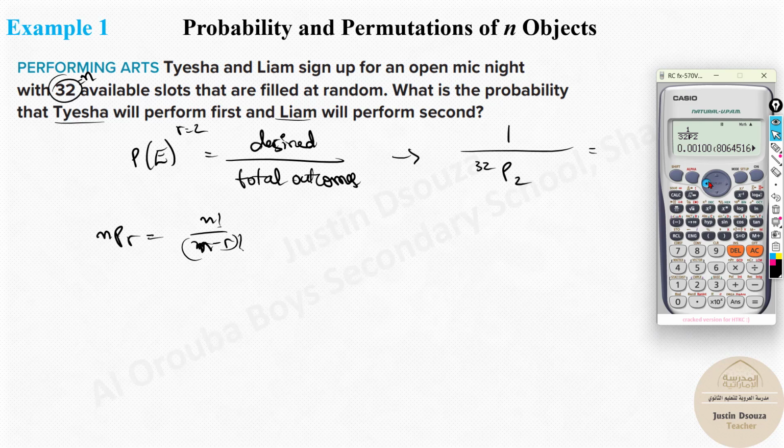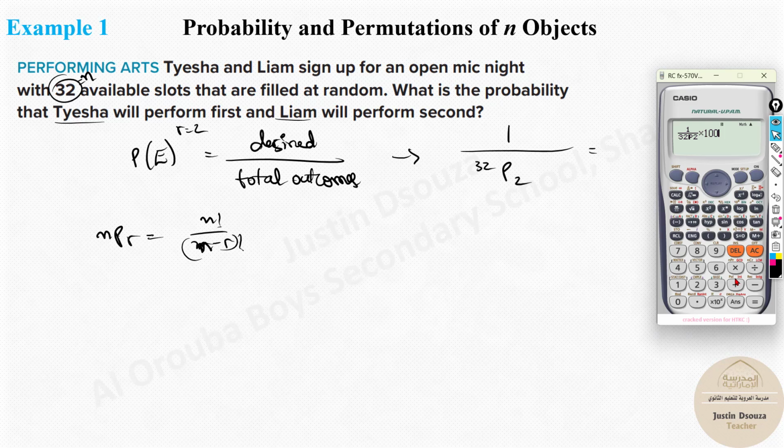If you want the percentage, you just multiply this by 100. You will get the percentage over here. Just multiply by 100. That's the percentage. It's like 0.1%. Now just imagine there are 32 slots available, and you expect 2 specific people to perform, one person first and the next person second, out of all the 32 available slots. It's such a rare case. It's like 0.1% that might happen. Always when you get the answer, try to relate it to the given situation, and you can understand whether it's true or false.